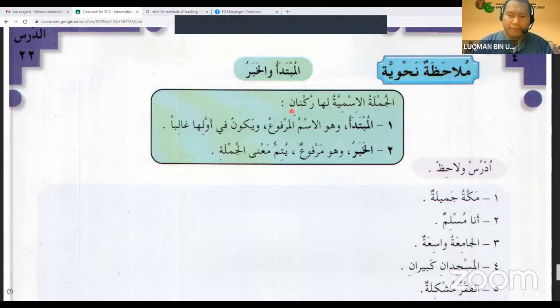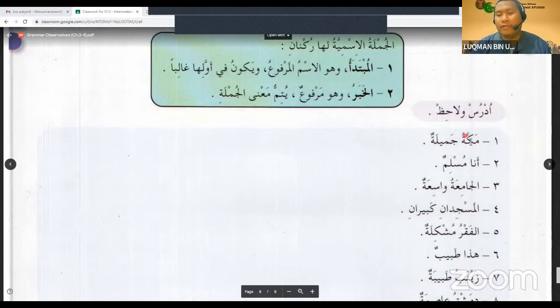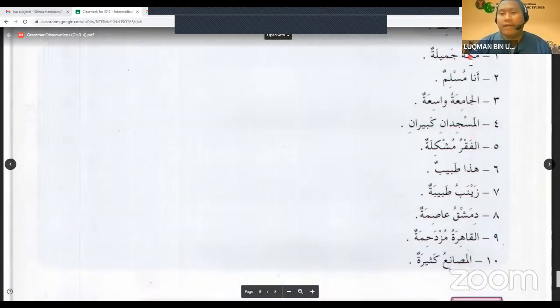Second, al-khabaru. Al-khabaru wa huwa marfu'un, and khabar is also nominative case. Yutimmu ma'na al-jumla. It completes the meaning of the sentence. Okay, let's read the example. Udrus walahid, study and observe. Makkatu jamilatun. Mecca is beautiful. Ana muslimun. I am a Muslim.